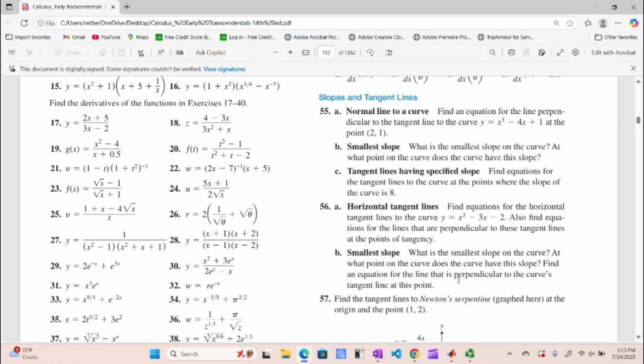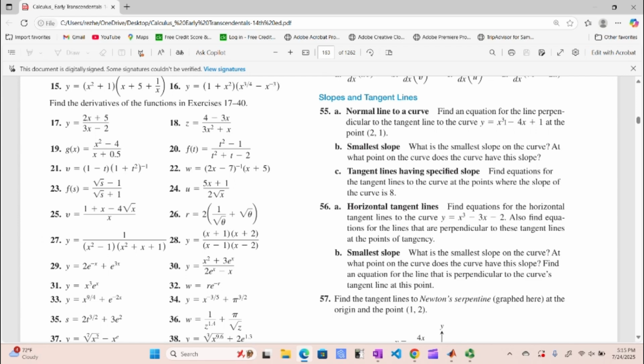Hello, in this video we're gonna look at problem 55b of my calculus book. It asks: what is the smallest slope on the curve, and at what point on the curve does the curve have this slope? This is a continuation of the previous video that I made on normal lines to a curve.